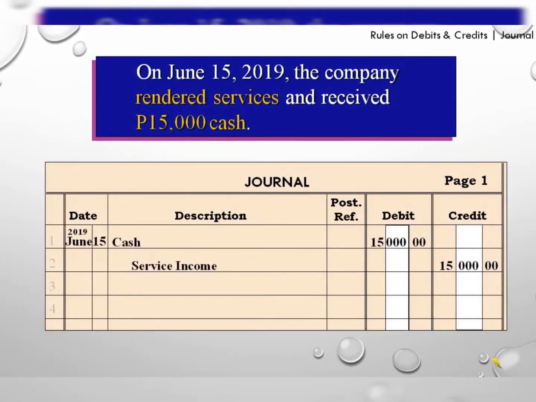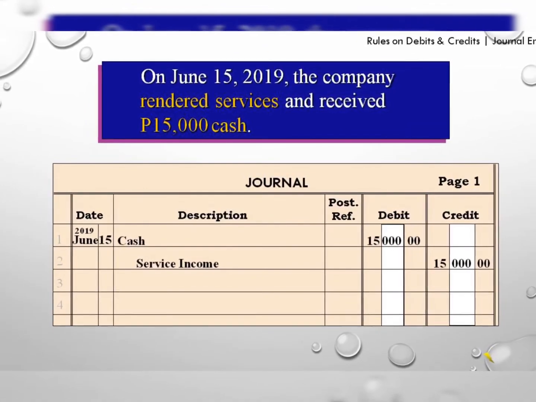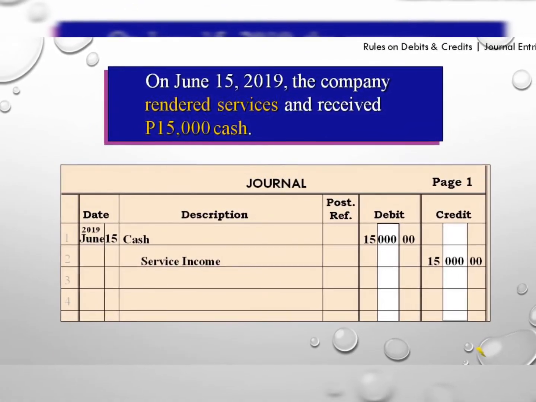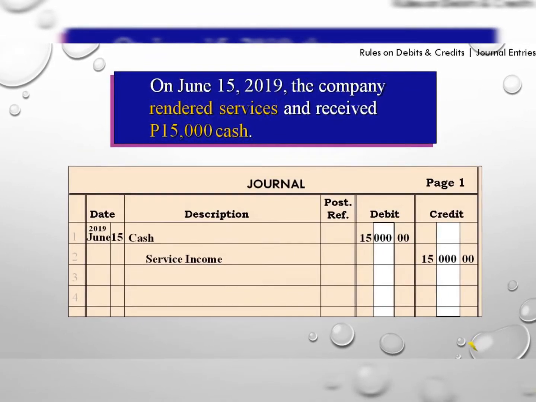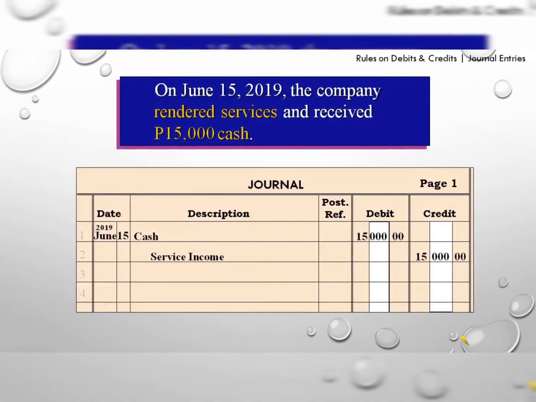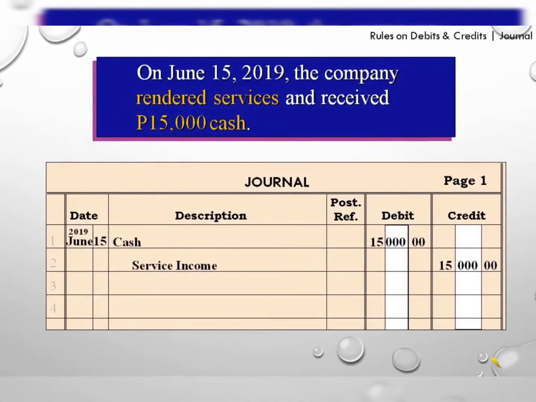Another example, on June 15, 2019, the company rendered services and received 15,000 in cash. Journal entries: cash debited, service income credited.